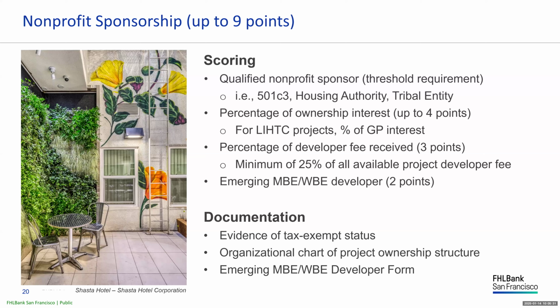The next category is nonprofit sponsorship, which is worth 9 points. This is an overview of how the 9 points are allocated in this category. In addition to awarding the points themselves, we will be evaluating the project sponsor's roles and responsibilities in the project to make sure that the project sponsor is qualified and active in the development of the project, based on the information included in the sponsor profile section.